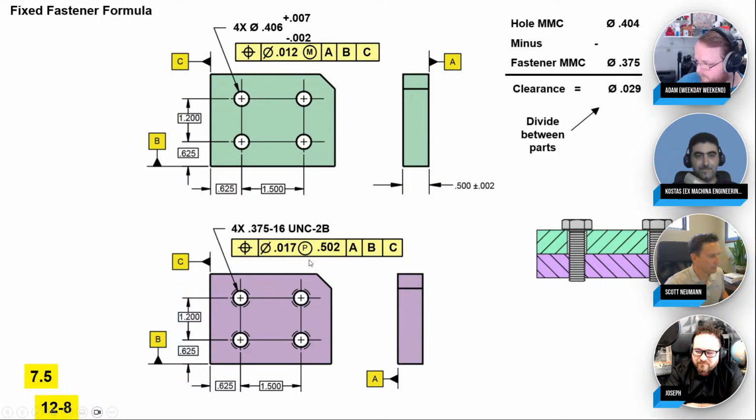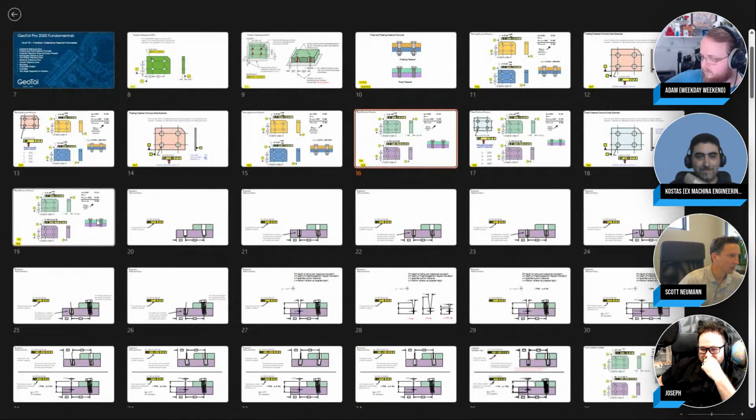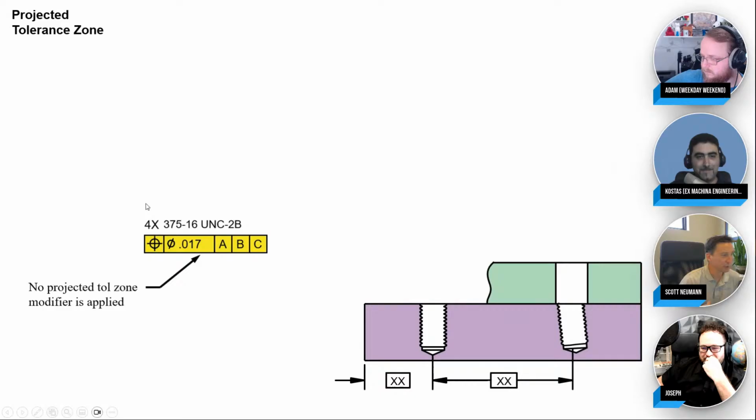I guess we should maybe talk a little bit about the projected tolerance zone. I think that would be a good one. Yes. Yeah, that's a really cool modifier. Boy, that is an underused and underappreciated modifier. It's really cool. So let's look at position tolerance on some threads here.